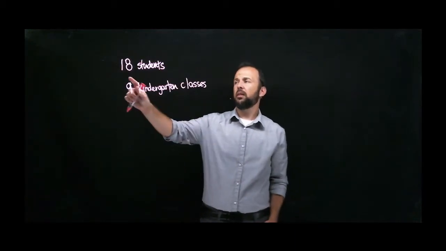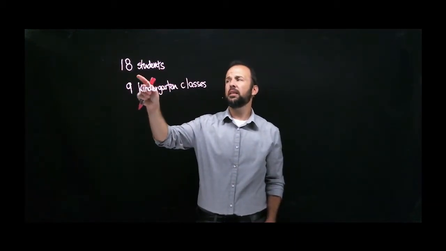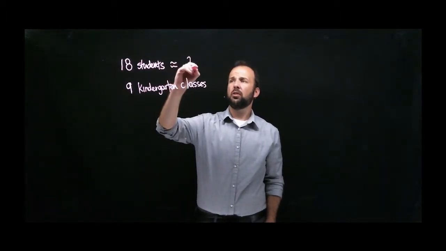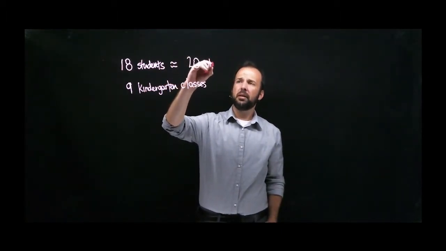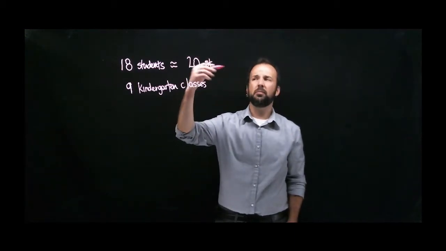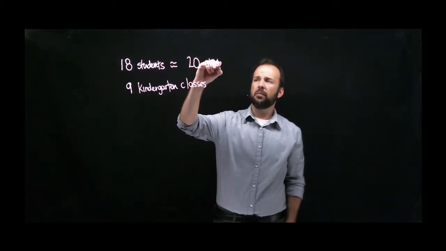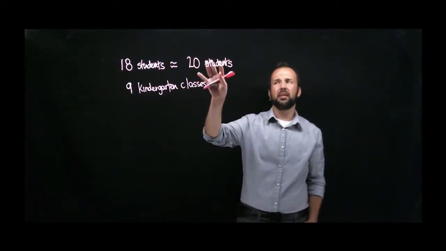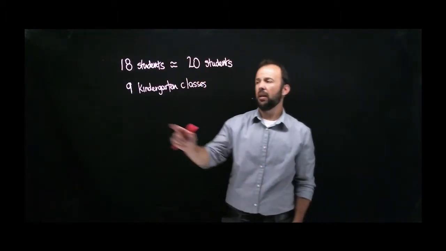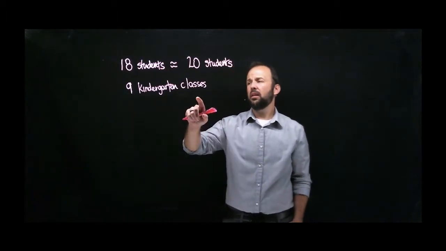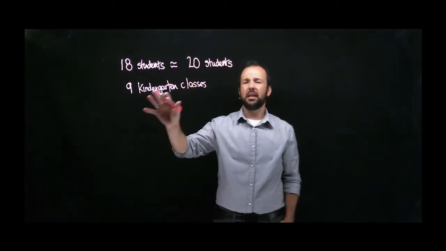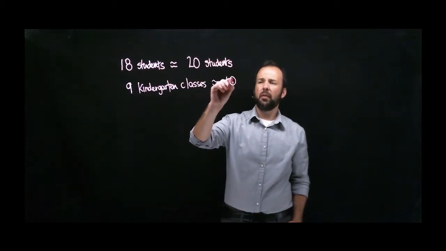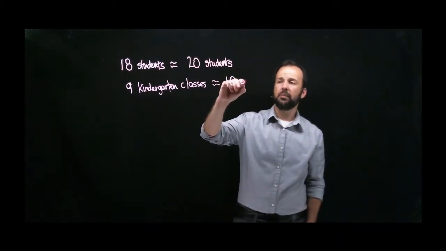So if I look at these 18 students, well, I can round this number 18. I could say it's approximately 20 kids in each class, right? Because some classes have more kids, some classes have less. So it's all going to depend on each class. So I'm going to round that up and say that there's 20 students in each class, okay? And there's 9 kindergarten classes, which is fine. And 9 is not terrible to multiply by 20, but to make it even easier, I'm going to round that up to 10 classes, okay?